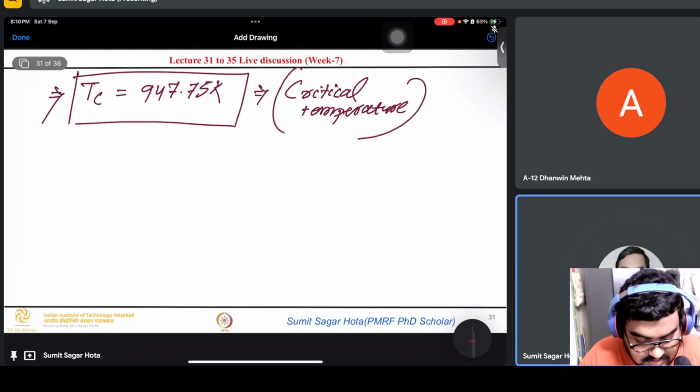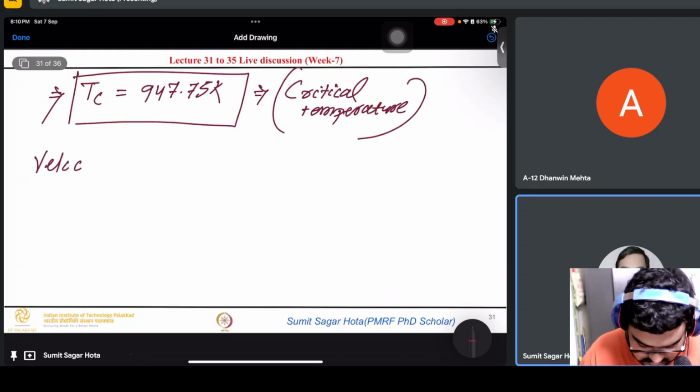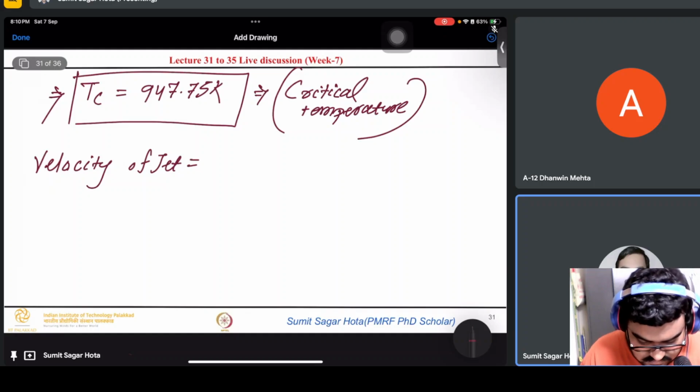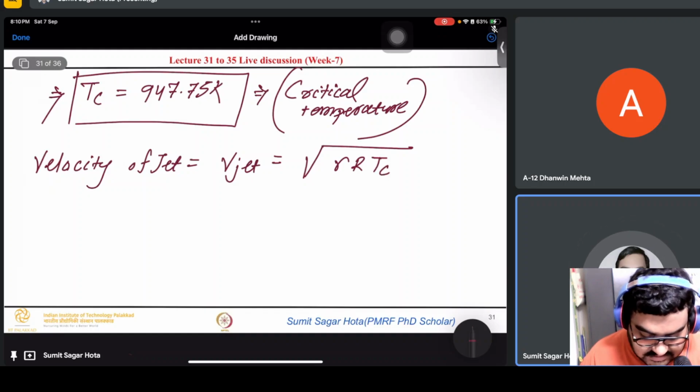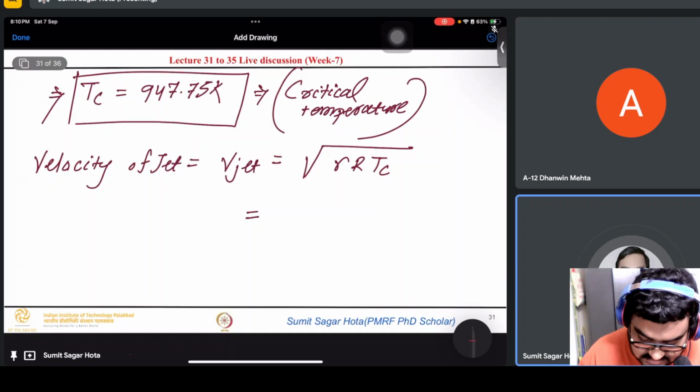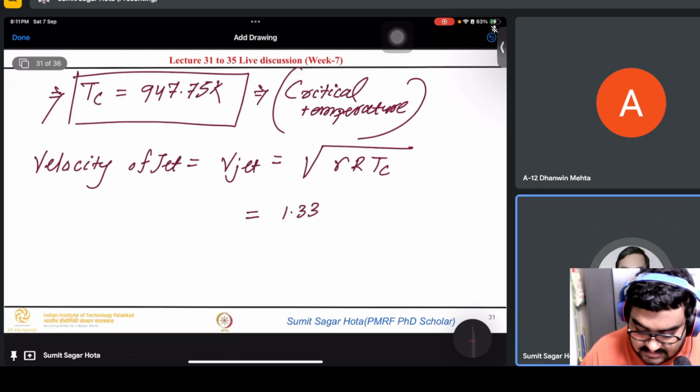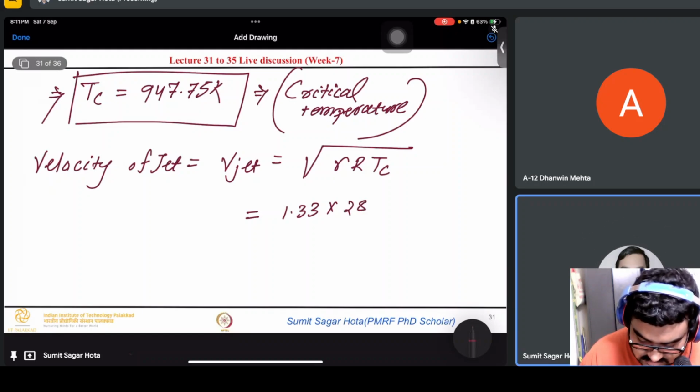So what is the jet velocity? V jet is equal to square root of gamma R into critical temperature. This is the reason why we need the critical temperature for the exhaust. What is the critical velocity? All this thing. The R value at the exhaust we have to find out.